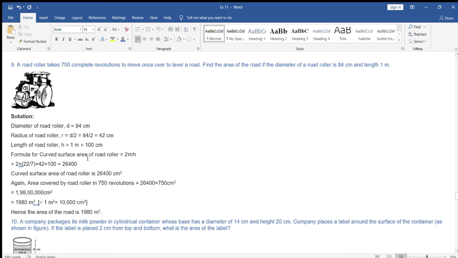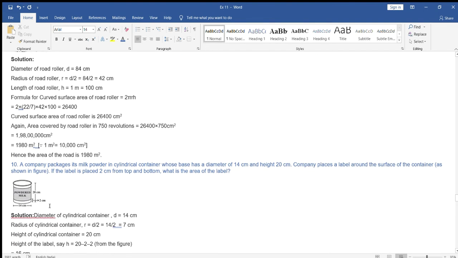Now the curved surface area formula is 2 pi rh. So putting the value, we find out the curved surface area. Now what do we have to find out? The area covered by the roller in 750 revolutions, because after 750 revolutions it is the whole road. So we will multiply the curved surface area by the total number of revolutions, and we find the area. And one more thing, the area is not in centimeters. So what do we have to do? We have to find it in meter square. Okay, so this is our question number 9.